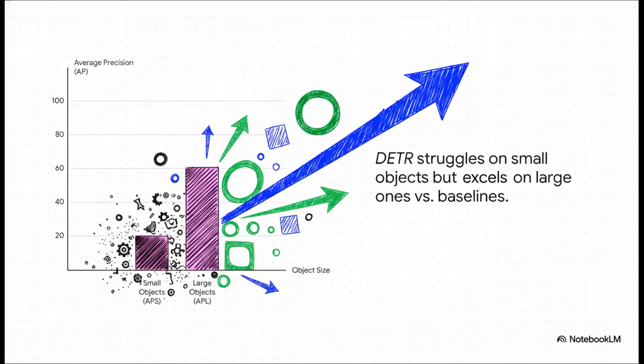But here's where it gets really interesting. This chart shows a fascinating trade-off. On the left, for small objects, you can see DETR actually does a little bit worse. It kind of struggles with the tiny stuff. But then, look at the right. For large objects, DETR blows the competition away. It's way better. So what's going on here?